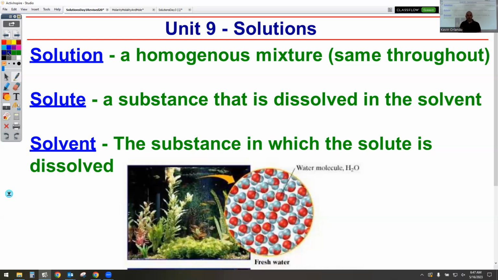Now, solutions don't just refer to solids being dissolved in liquids. They could be solids dissolved in other solids, or gases dissolved in other gases, or gases dissolved in liquids, basically any combination. So if you look at the second term that's up there, a solute, it is the substance that is being dissolved in the solvent. And then that final term, the solvent itself, that is the substance in which the solute is dissolved. So if you think about a typical saltwater solution, the salt, sodium chloride, would be the solute, the water would be the solvent, and together the combination of the two of them would make up the solution.